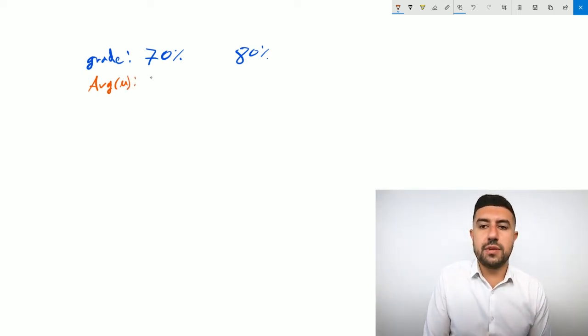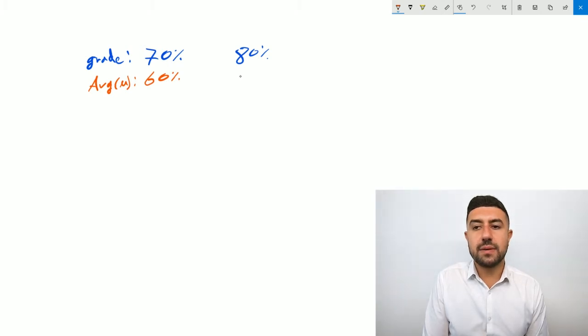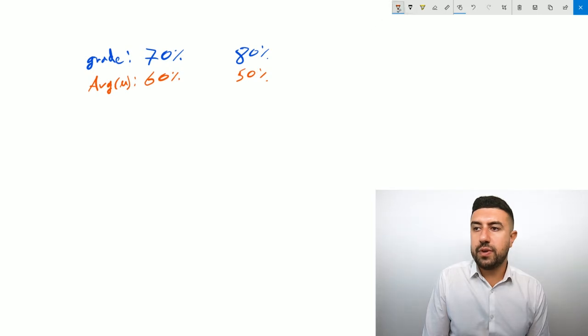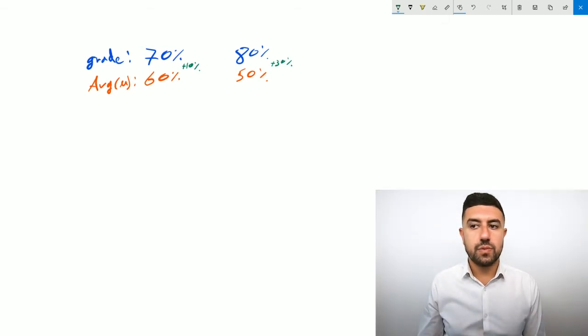So let's say, for example, the average in your class is 60%. You might say, well, that means I'm good. I have 10% over the group. Well, what if the average in his class is maybe 50%? So you have 10% over your class, but he has 30% over his class average. Now, does that mean he's better than you? What do you guys think?